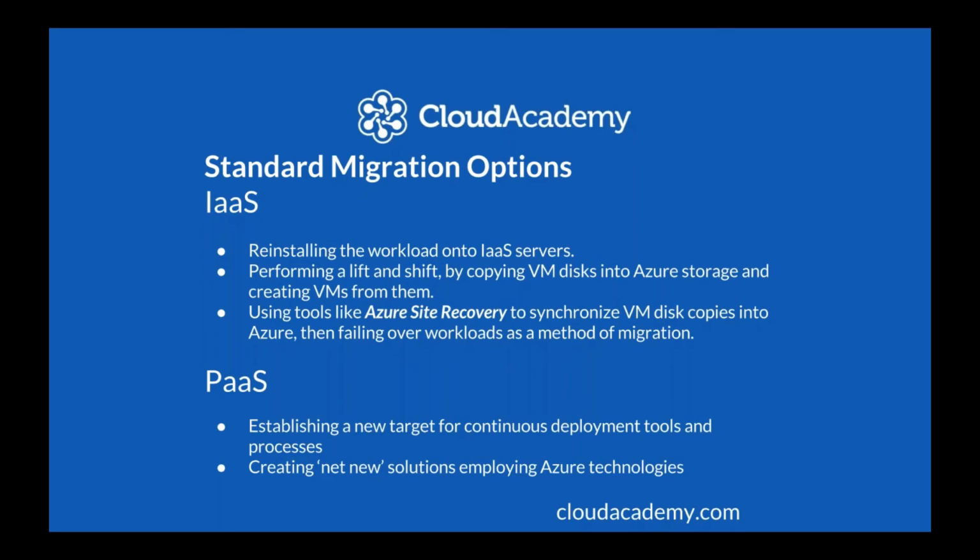So here are some of the standard migration options. Infrastructure as a service, or IaaS, in which you simply reinstall the workload onto infrastructural cloud-based servers. A lift and shift, which I think is popular with a lot of people in enterprise IT, although as serverless becomes more popular, I think that mindset will start to change.